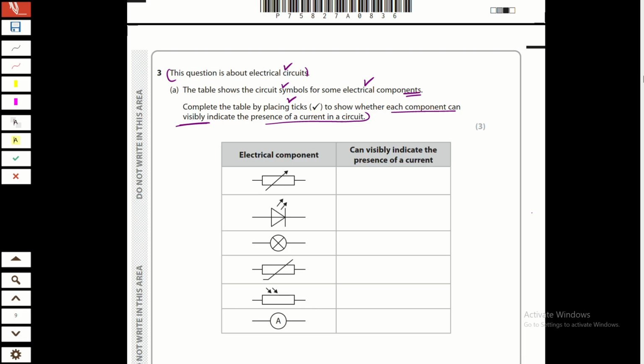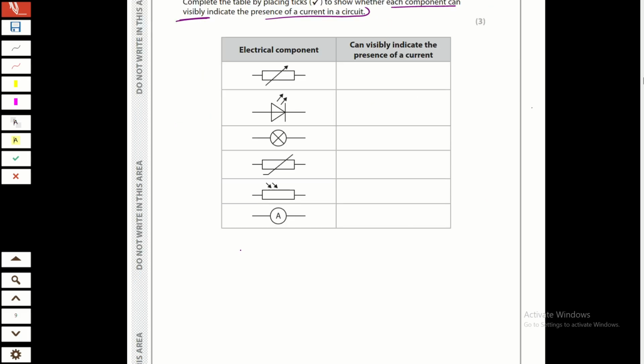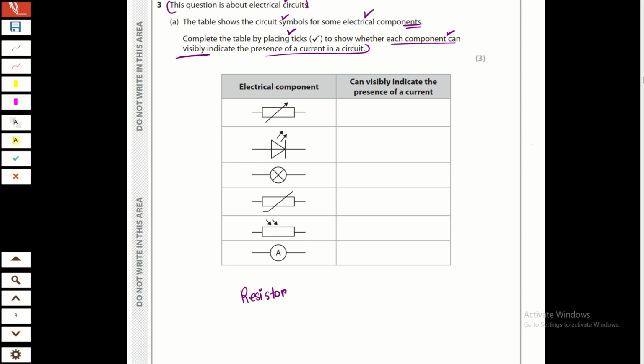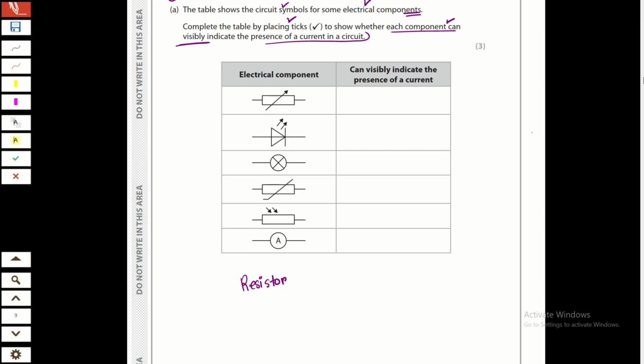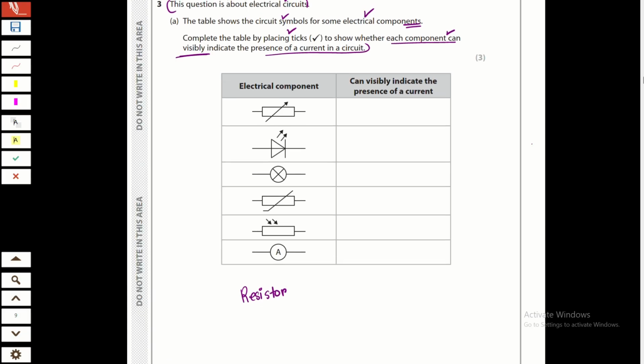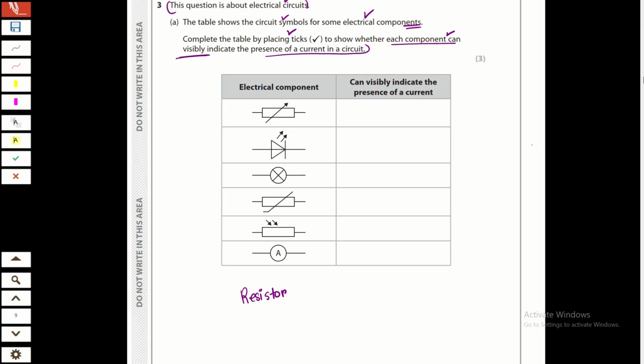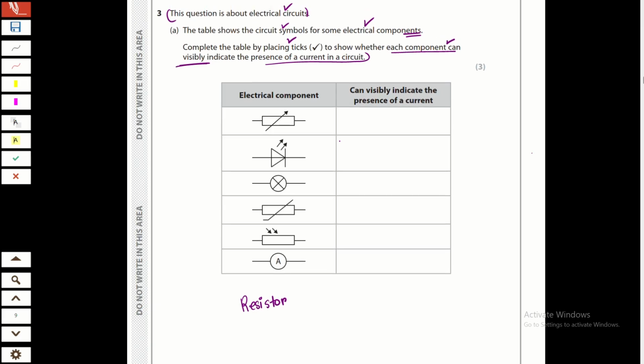All right. So if you actually think what the question has asked us to do, we will have to place ticks corresponding to those electrical components that can visibly indicate the presence of current in a circuit. So first of all, you will have to think about resistors. Resistors cannot visibly indicate the presence of a current in a circuit. Why? Because resistors can either increase or decrease the current. It can only alter the current, but it can't visibly indicate the presence of current in a circuit.